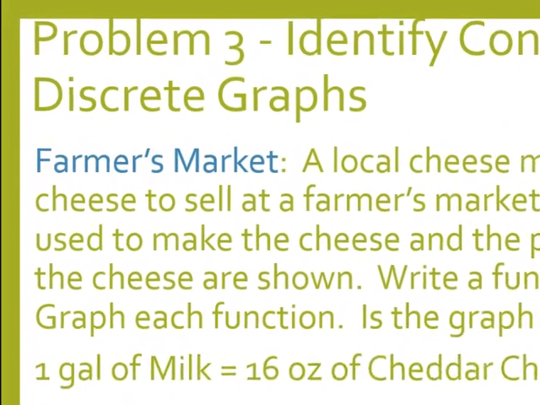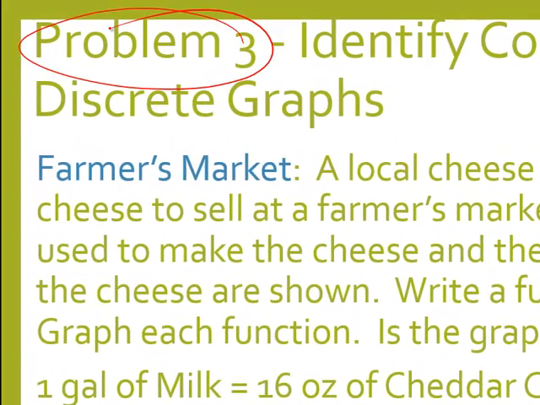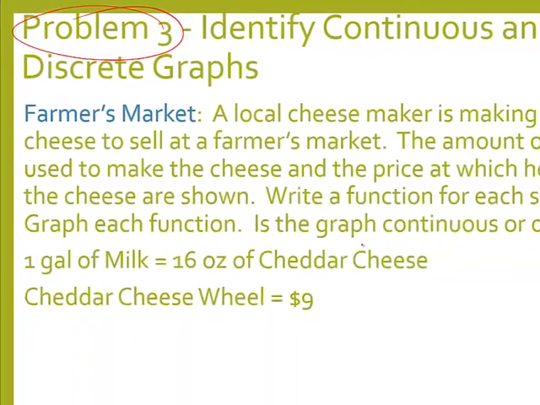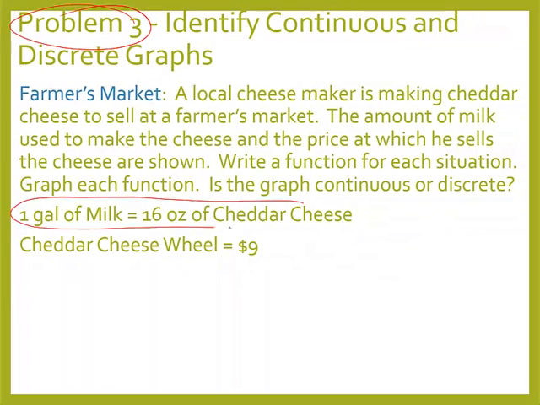Okay, last problem, problem 3. Identify continuous and discrete graphs. So here we go. A local cheesemaker is making cheddar cheese to sell at a farmer's market. The amount of milk used to make the cheese and the price at which he sells the cheese are shown. Write a function for each situation. Graph each function. Is the graph continuous or discrete? So here we go. We have 1 gallon of milk is 16 ounces of cheddar cheese, and we have cheddar cheese wheel is $9. So we need to make 2 situations, so 2 equations from these 2 situations, and then graph them.